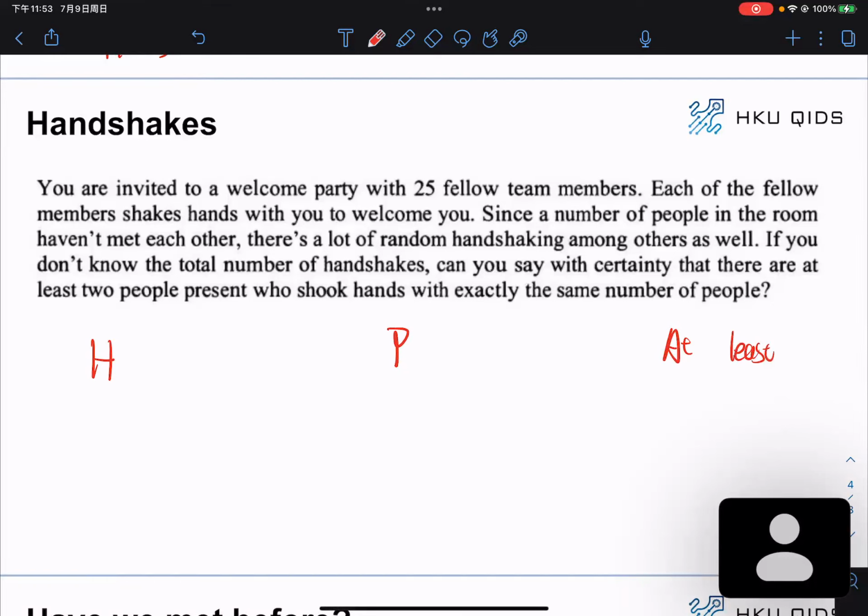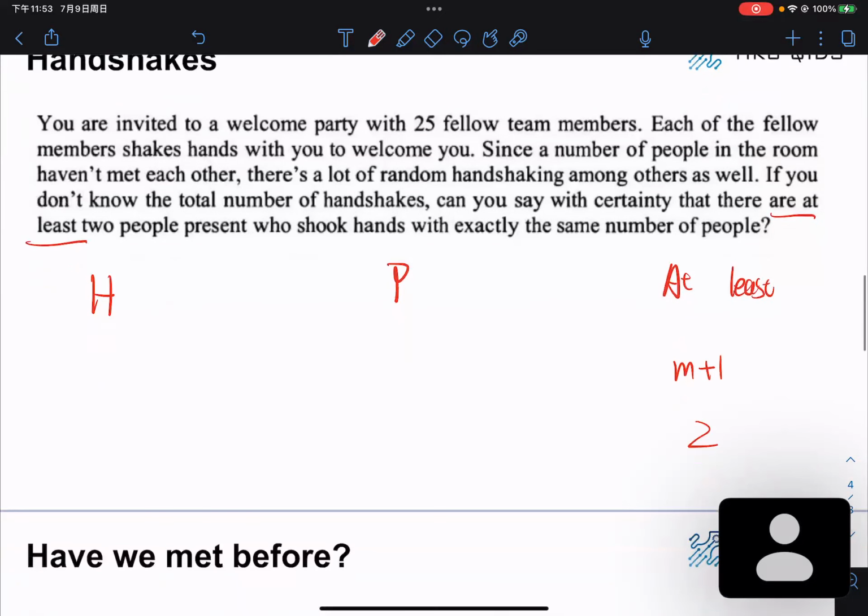I think the key part to solve this kind of question now becomes how to frame it into the pigeonhole framework. We already have the "at least" here. We only need 2, right? So this is m plus 1, and m equals 1. And he's asking us, can we say? So what's our sample space in this case? Well, that's the most important part for this question.